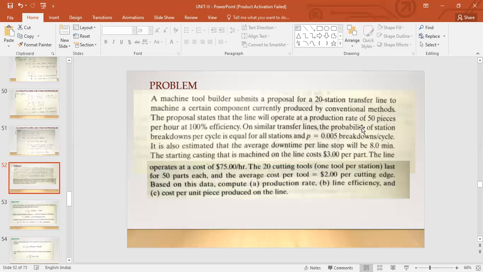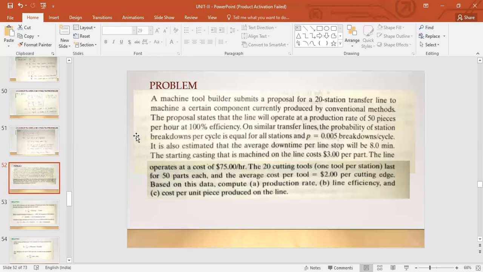We are the engineers designing, so we have to know what will be the production rate, the line efficiency, and the cost per unit piece. We have to know that. So the line has to produce 50 pieces per hour at 100% efficiency.